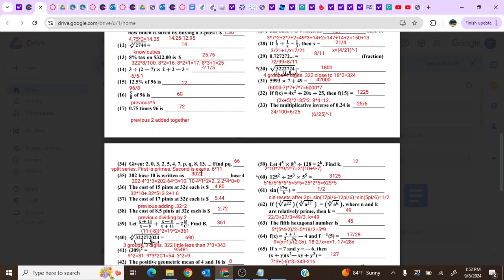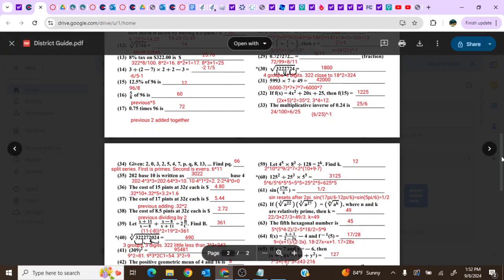37, the cost of 17 pints at 32 cents each is what? Well, this is equivalent to 2 more pints than the previous one at the same cost. So add 0.32 times 2, which is 0.64, and you get 5.44. 38, cost of 8.5 pints at 32 cents. Well, that's half the number of pints as the previous one, so divide the cost by 2. And you get 2.72.